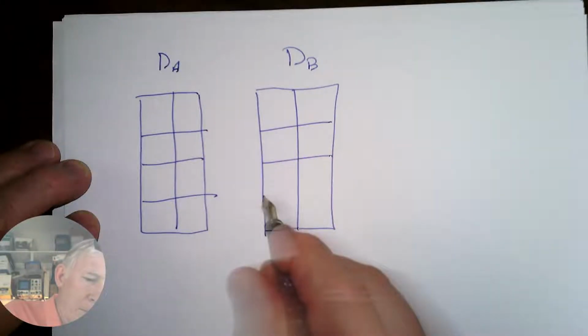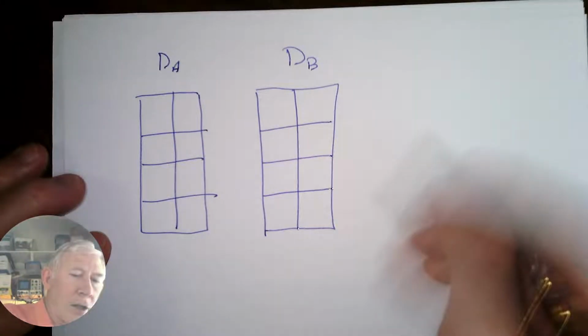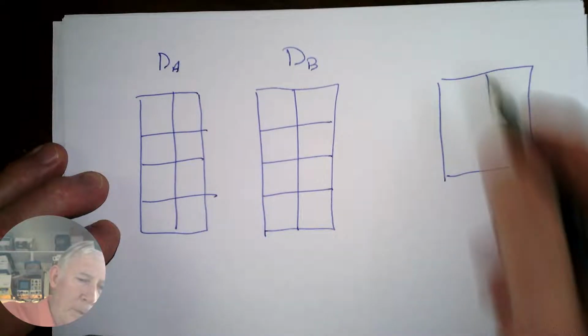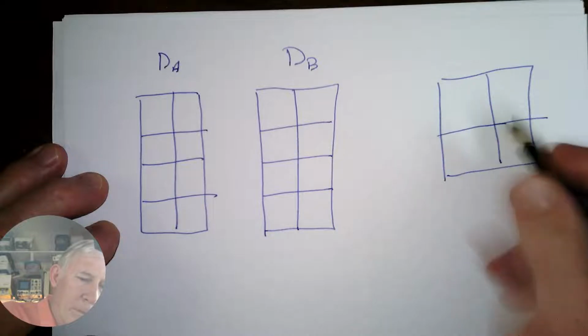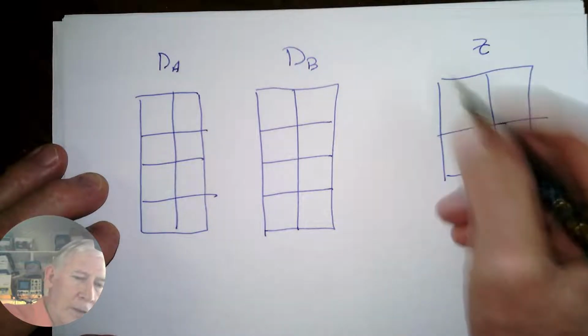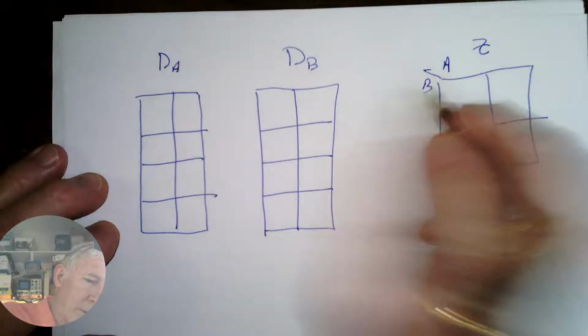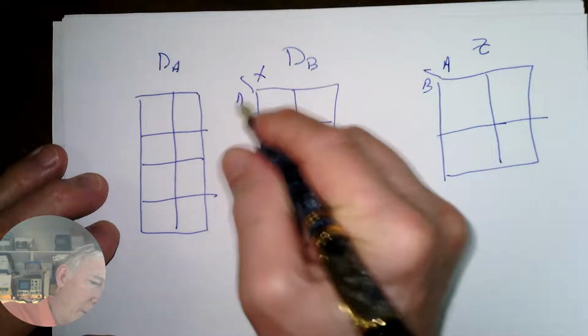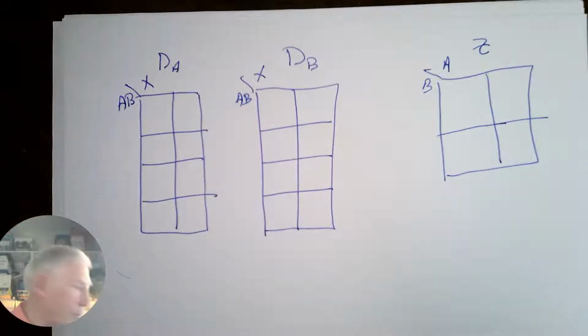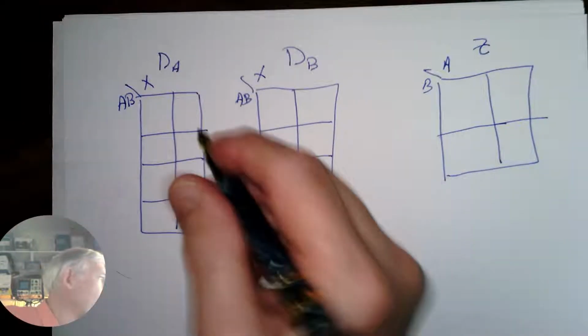And I'm going to have another two variable output map. And this is going to be Z. And again, AB here, and this is going to be X and AB, and X and AB. All right, so now we're going to extract it, and it's going to be simple.